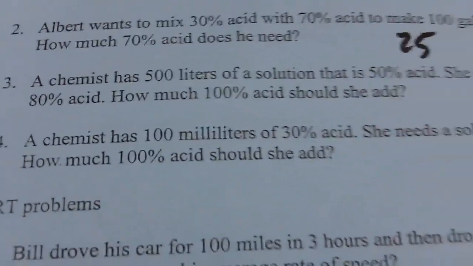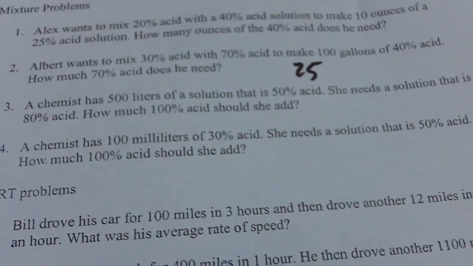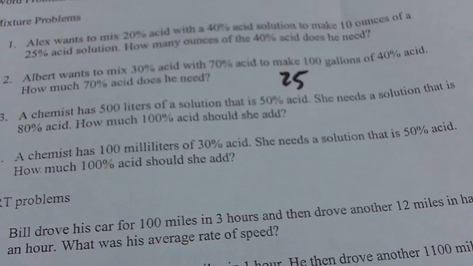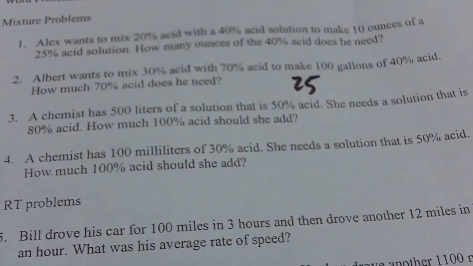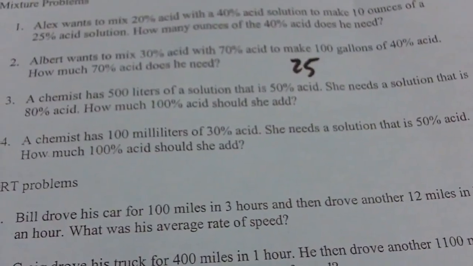Skip to 4. Number 4 says a chemist has 100 milliliters of 30% acid. She needs a solution that is 50% acid. How much 100% acid should she add? Okay, so we've got 30%. We're going to mix it with 100 and we're going to get 50. We've got 30% acid, and we're going to mix it with 100% acid to get 50% acid.